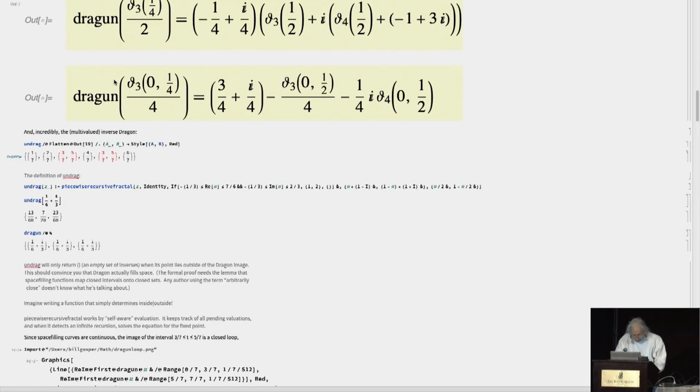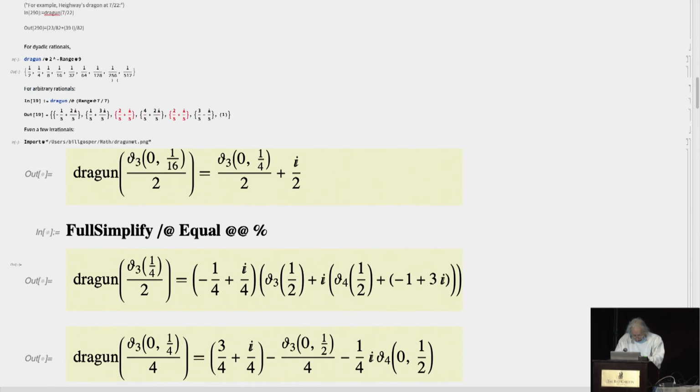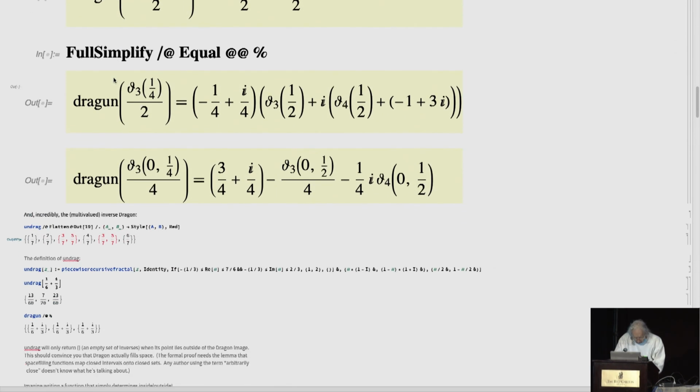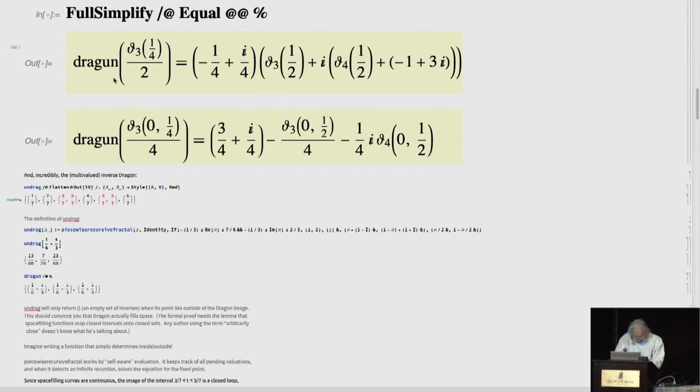So then here's my claim that this thing has an inverse. Namely, here's this thing with these 2 red values here. If I run the inverse function, undrag, over those values, you'll notice I get 3/7 and 5/7 together as the inverses, and it appears twice. So now here's undrag of 1/6 plus I over 3.